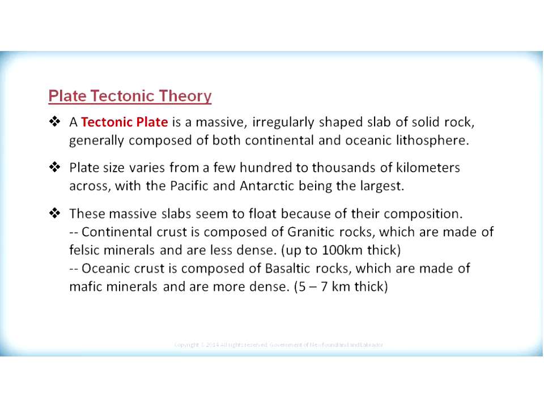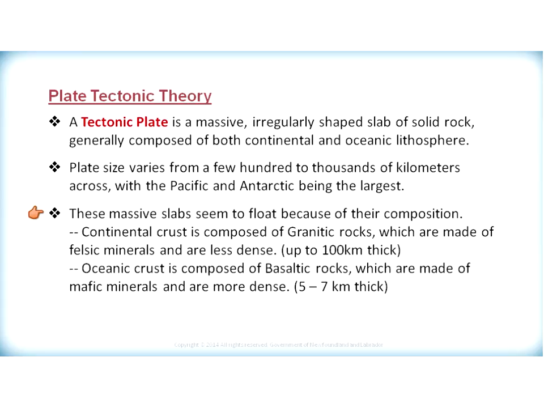When looking at the plate tectonic theory, the outer Earth is divided, according to Wilson, into major tectonic plates. A tectonic plate is a massive, irregularly shaped slab of solid rock, generally composed of both continental and oceanic lithosphere. Plate sizes vary from a few hundred to thousands of kilometers across, with the Pacific and the Antarctic being two of the largest. These massive slabs of crust seem to float because of their composition.